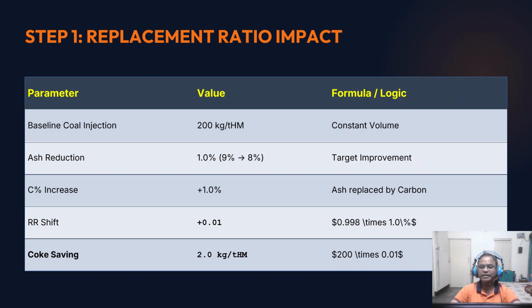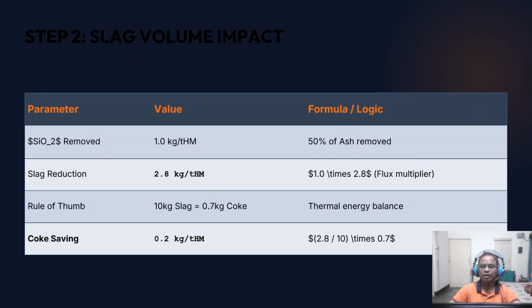The 19.8 tons milestone is all about consolidating the saving. When we consolidate these wins, we hit a total saving of around 2.2 kg per ton hot metal per 1% ash reduction. So for a modern 9000 TPD furnace, that equates to 19.8 tons of coke saved every single day. That's nearly 20 tons of coke that stay in the silos rather than being burned, drastically impacting our daily OPEX and bottom line.